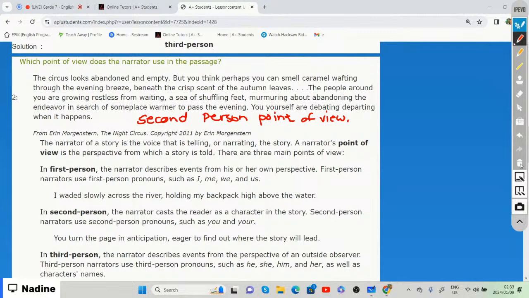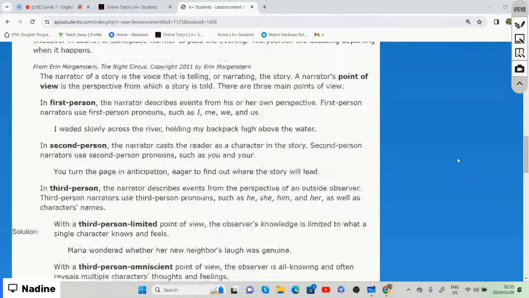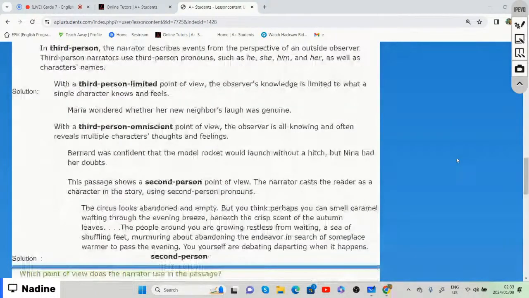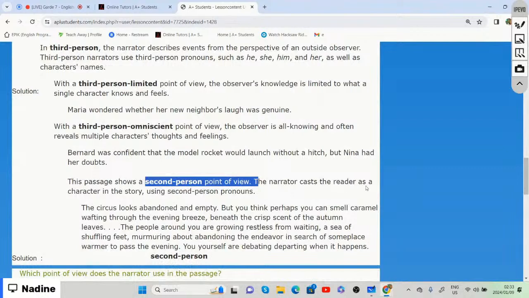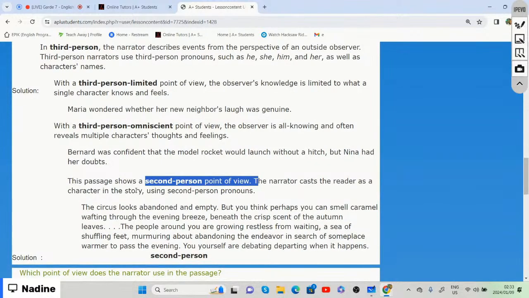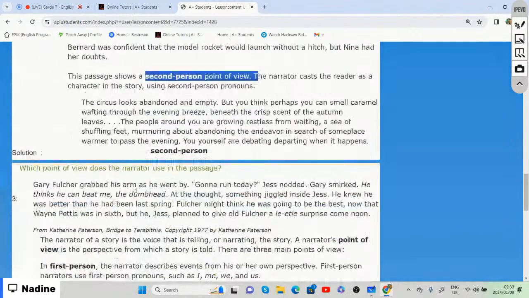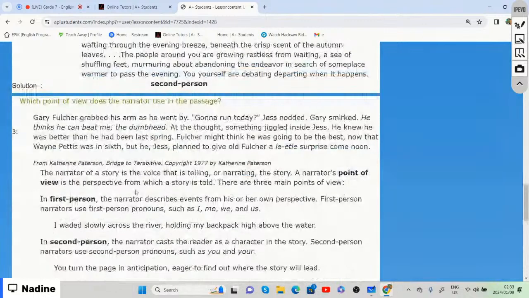Right? So now we're going to see how he uses the second person point of view. So here it says that the passage shows a second person point of view. The narrator casts the reader as a character within the story, which I had mentioned, right? Now let's look at the next one, and then we're going on to our test.